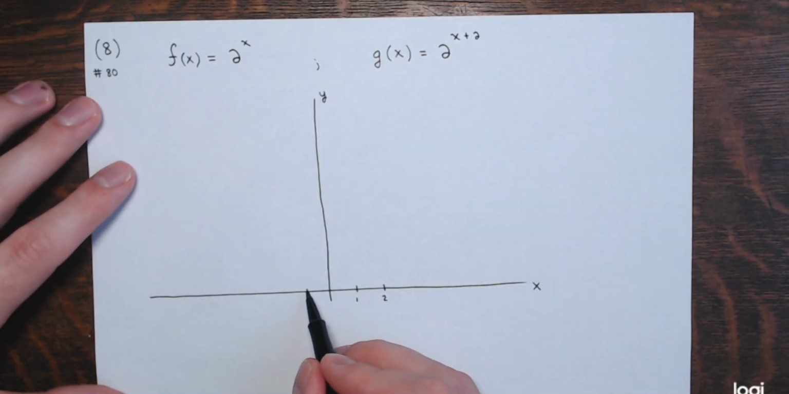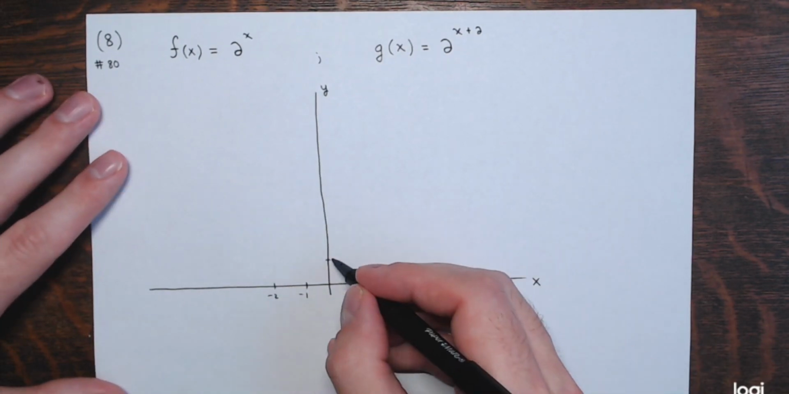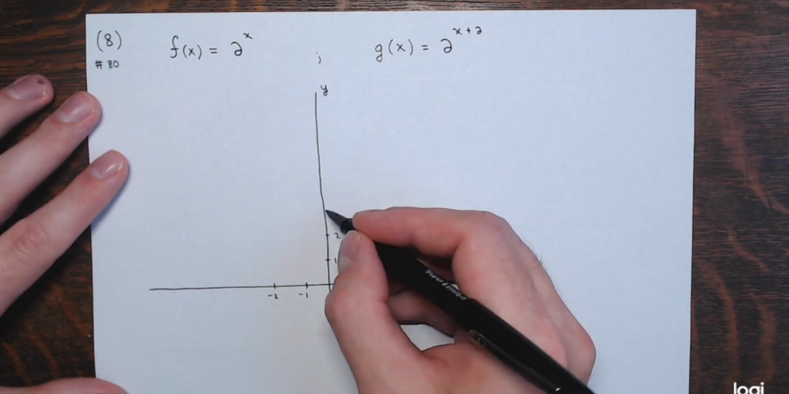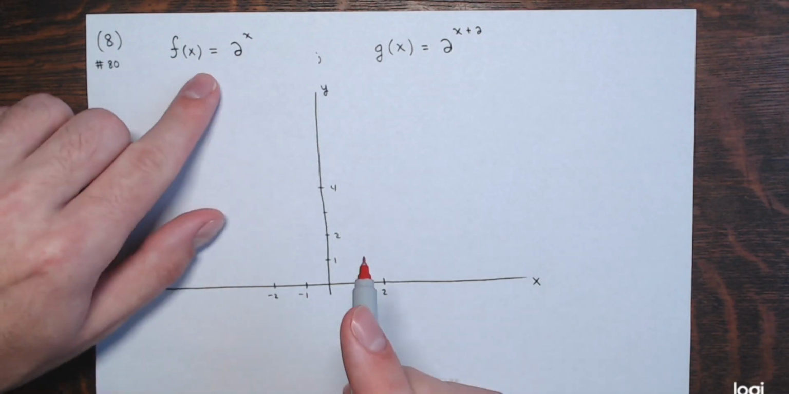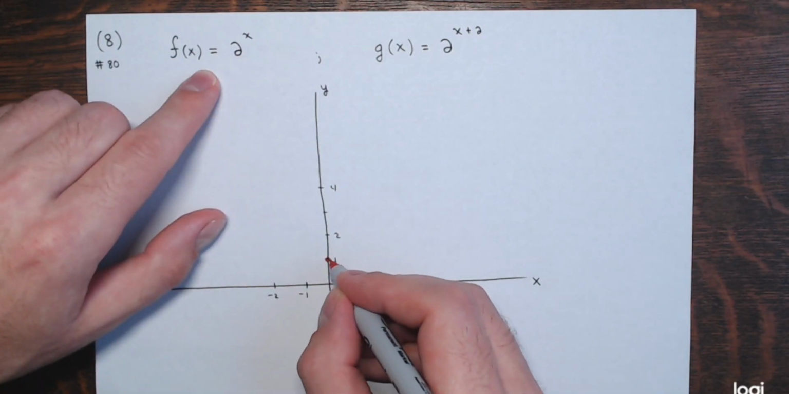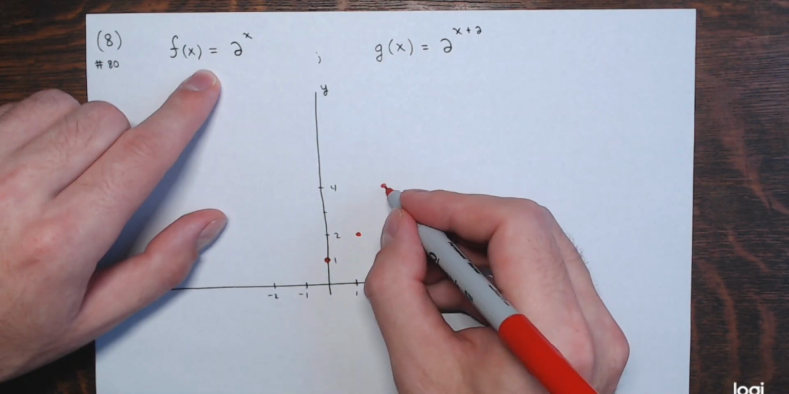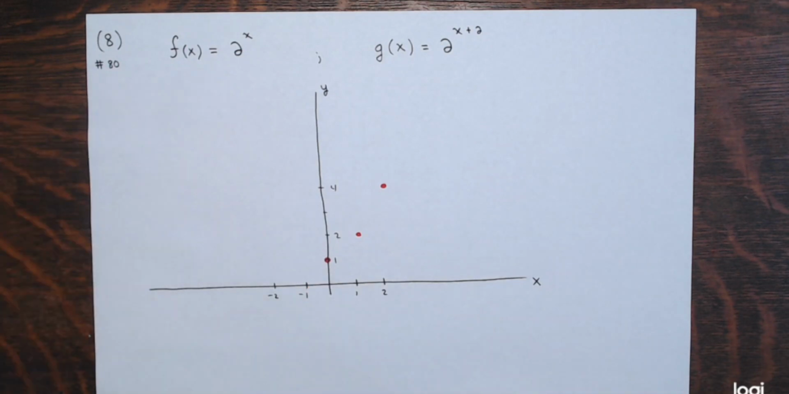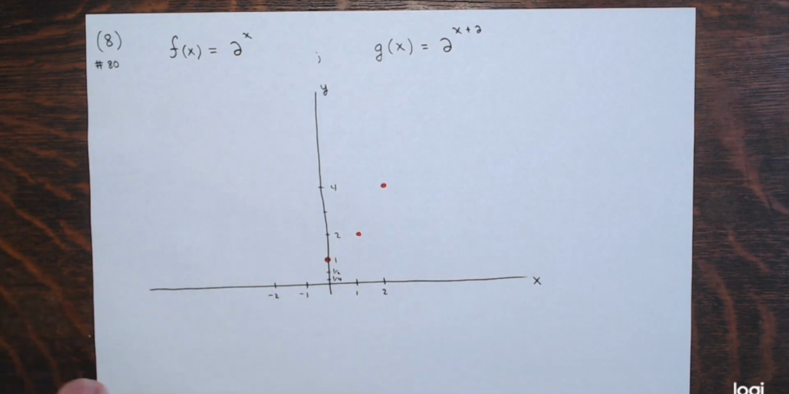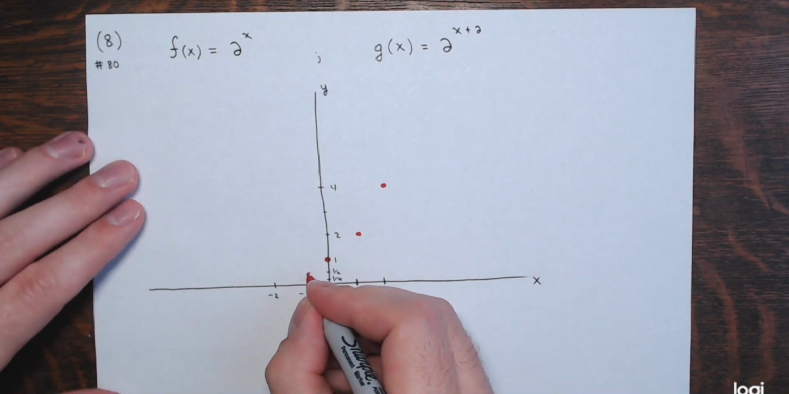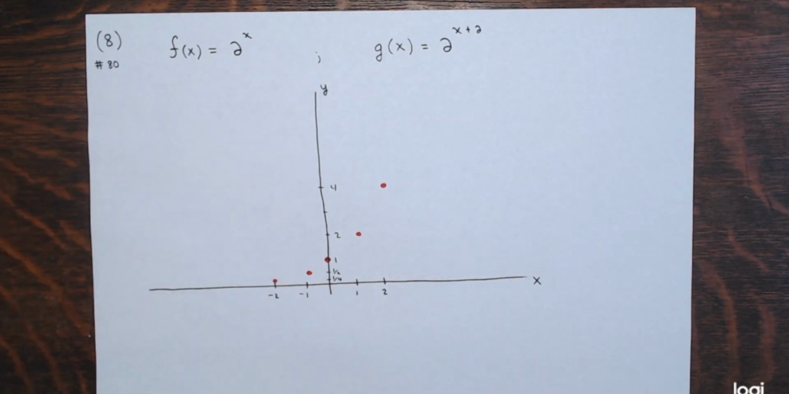All right, so the first graph, I'm plugging in the usual values, -2 to 2. Now for f, right, 2 to the 0 is 1, 2 to the 1 is 2, 2 squared is 4, 2 to the -1 is 1/2. Right? You got 1/2 and 1/4 here. 2 to the -1 would be 1/2. 2 to the -2 would be 1/4. All right, and here's the graph of f.